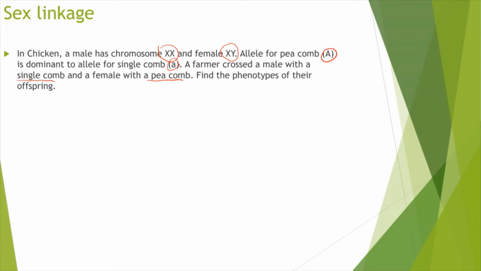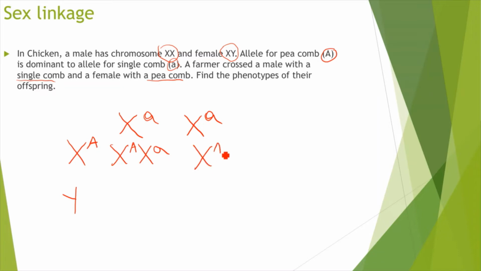So just writing down the gametes for this. A farmer crossed a male with the single comb. So I know that the male has XX in this case, with a single comb, so that would be lowercase a, and the female has a P-comb, so that would be XY, and it would be an X capital A in this case. So just crossing them now, I will have X capital A X lowercase a, X capital A X lowercase a, X lowercase a Y, and X lowercase a Y.